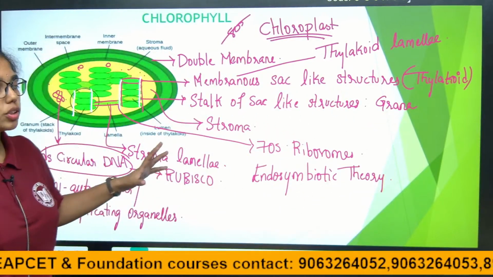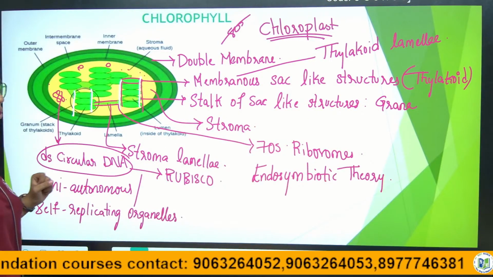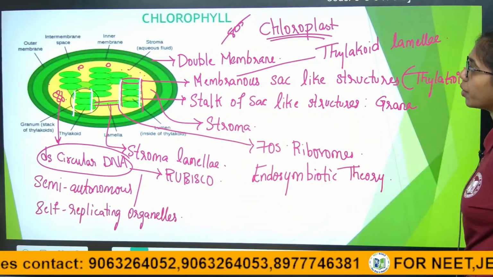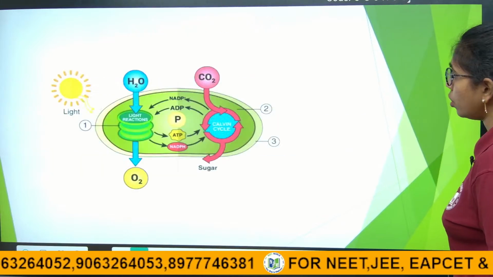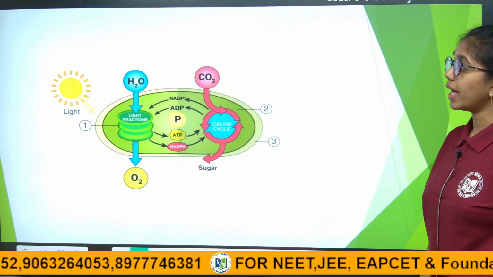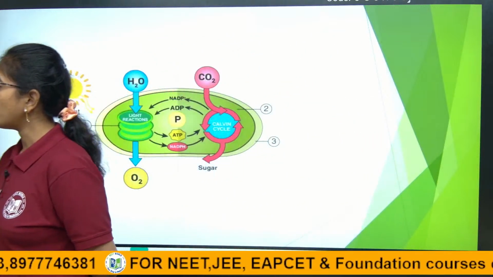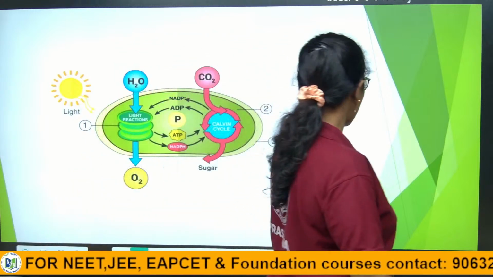Clear? Understood? This is the entire structure of the chloroplast. You have to know all this about the chloroplast. This is the complete story of the chloroplast. Now you have to know inside a chloroplast where the light reaction will take place and where the dark reaction will take place. Before that, you have to know what is light reaction and what is dark reaction.